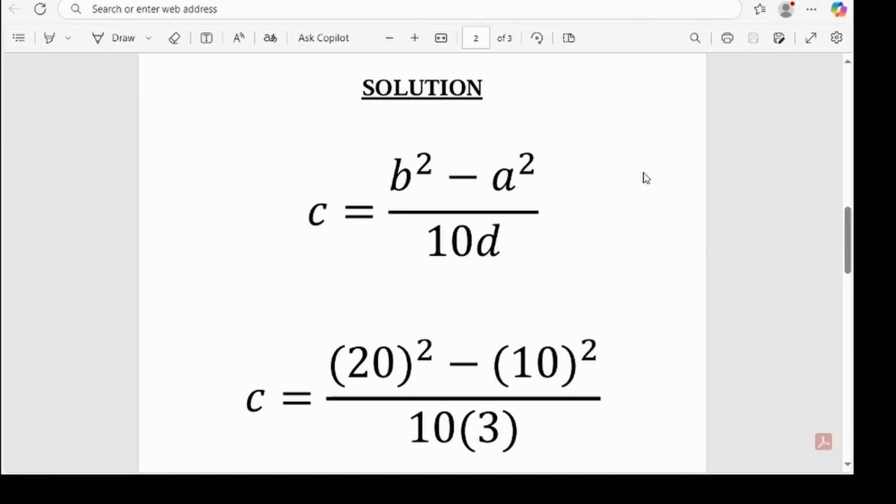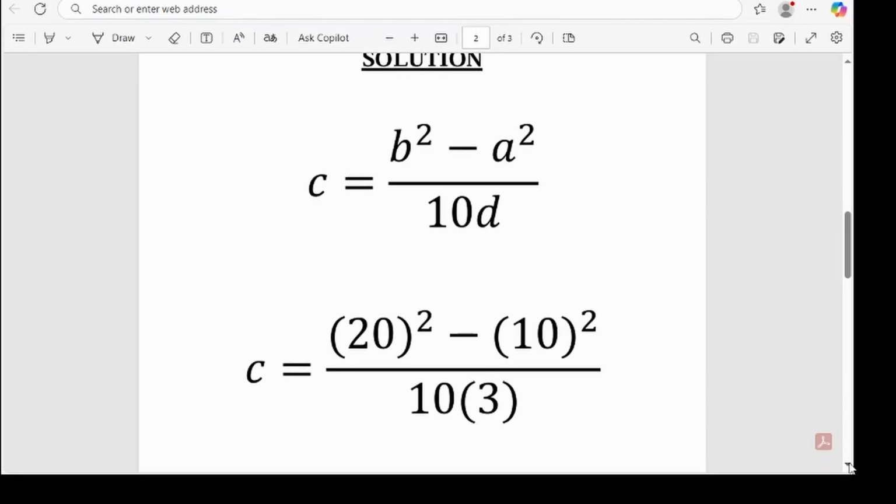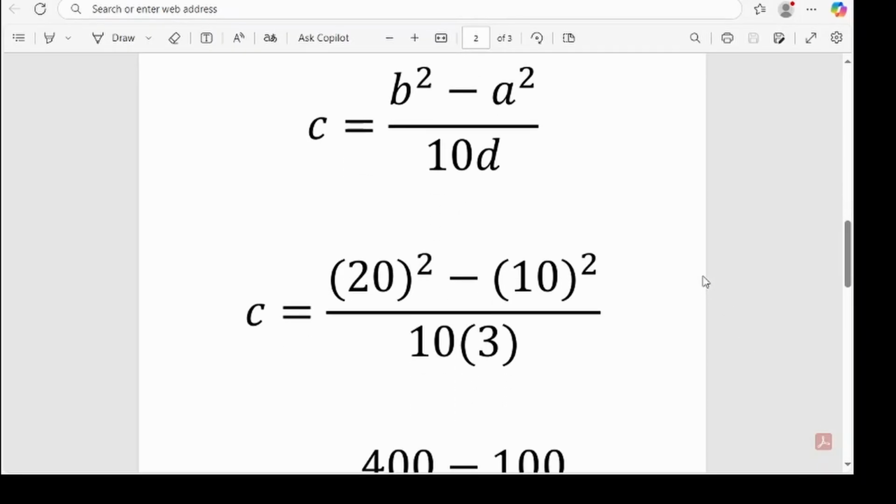So the preamble of the question gives the expression as C equals b squared minus a squared divided by 10d, where b equals 20, a equals 10, and d equals 3. So when we insert the values into the expression, we are going to get C equals 20 squared minus 10 squared divided by 10 multiplying 3.